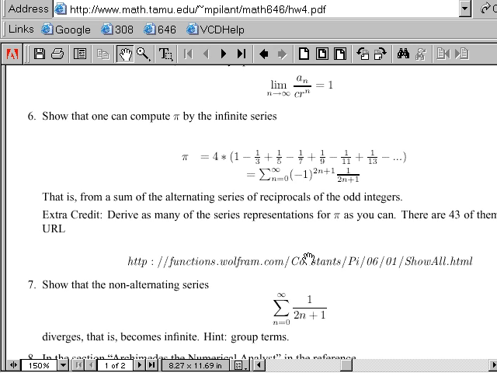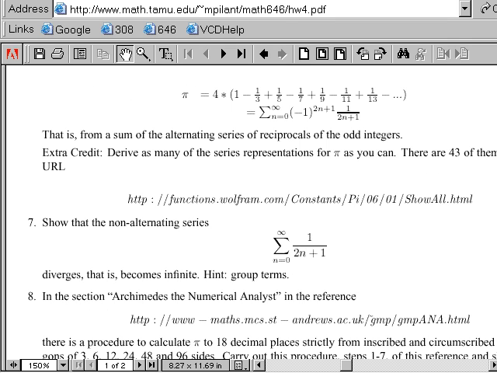There are 43 different infinite sum representations of pi. So for extra credit, you can derive as many of those series representations as you can. If you take an alternating series of reciprocals of odd numbers, 1 minus a third plus a fifth, etc., this series converges to pi in the limit.